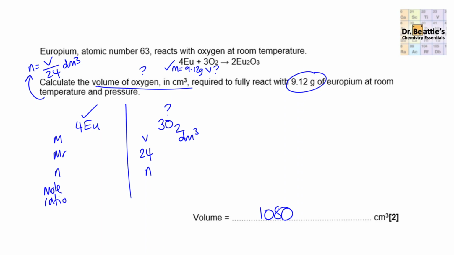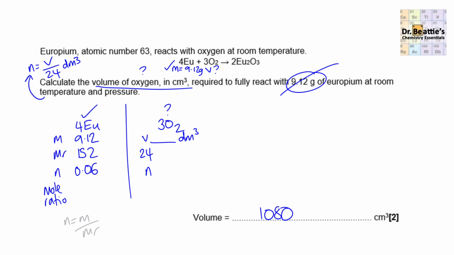So we've been told we've got 9.12 grams of europium, and that's the only information we've been told. Obviously trying to work out the volume of oxygen, so that's apparent, that's our goal. And so we're going to just work out number of moles, jump across using the ratio, and then work our way back up to the volume. The MR of europium is 152. For a mass, or a solid, number of moles is mass over MR. So our N here is 0.06.